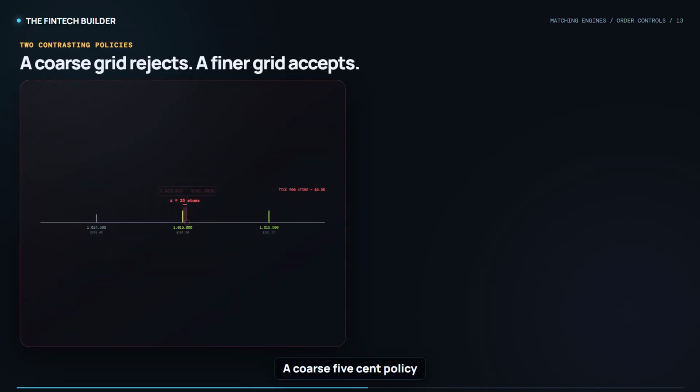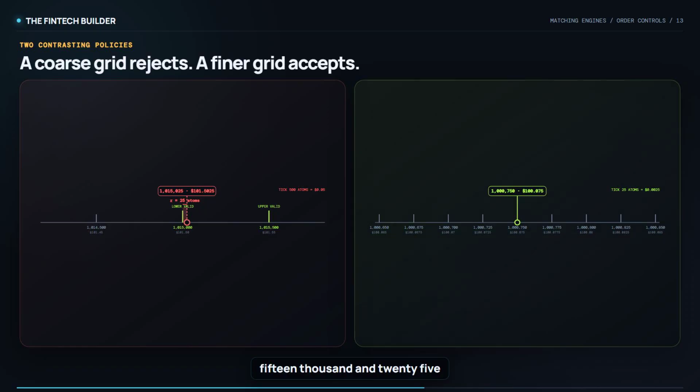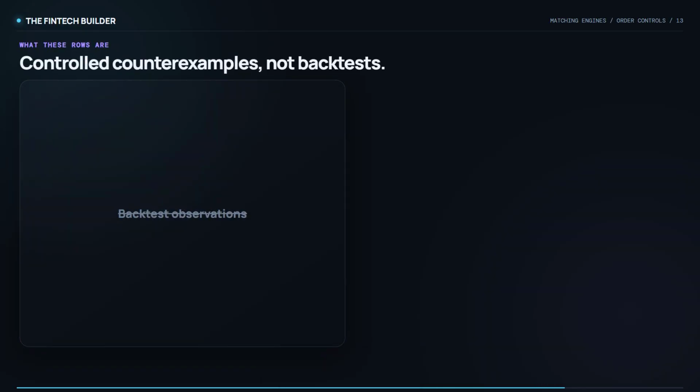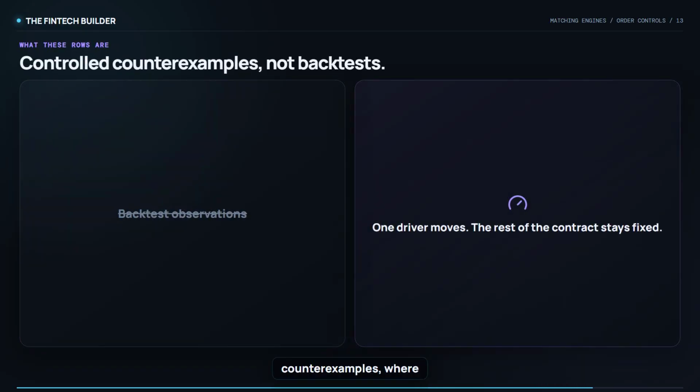A coarse 5-cent policy rejects 1,015,025 with a 25-atom remainder and neighbors 500 atoms apart. A quarter-cent policy accepts 1,750,000. These are not backtests. They are controlled counterexamples, where one driver moves and the rest of the contract stays fixed.